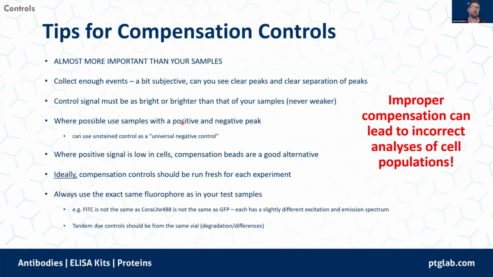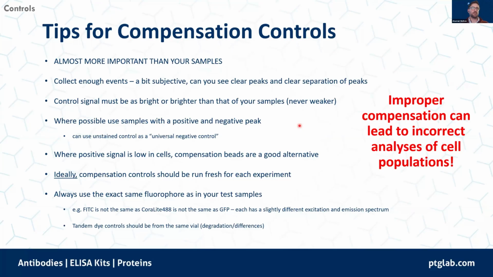Ideally, you always want samples that include positive and negative peaks. That might be intrinsic within your particular sample. So if you're using PBMCs, for example, you'll have CD3 positive cells and CD3 negative cells, so that would be fine. Where that's not the case, sometimes you can get away with using an unstained control as a universal negative control. You can also make the decision to use compensation beads, where you will have a positive bead that does bind to your antibody and a negative bead which doesn't, and those will form two separate peaks when you are setting your compensation gates on your hardware.